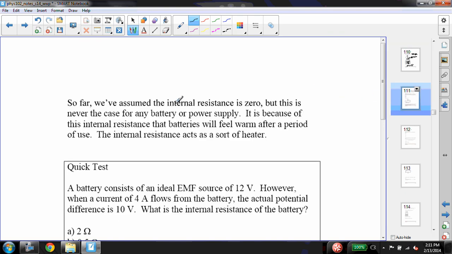As I said, so far we've assumed that the internal resistance is 0. That's never the case. Especially as batteries begin to go bad, that internal resistance will increase, and you'll begin to feel that the batteries are warm with use, or maybe even very hot with use, because you have a large internal resistance and current going through that, and it sort of acts like a heater to heat up the battery.